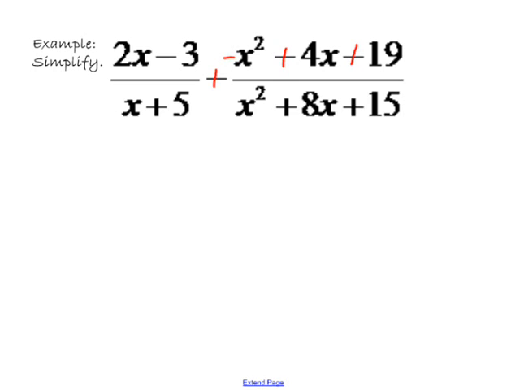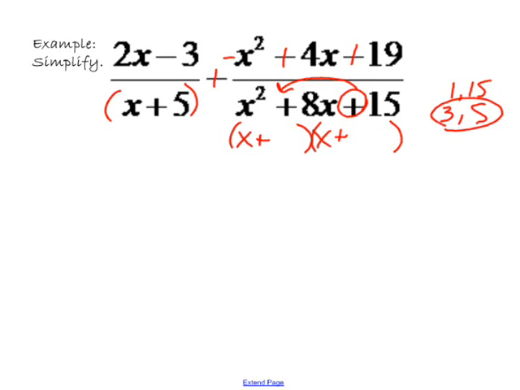Now I need to factor my denominators. x plus 5 doesn't factor, so it gets a set of parentheses. The second one's a trinomial. To get x squared, we have x and x. Our signs are the same. They're both addition. I'm looking for factors of 15 that have a sum of 8. There we go, x plus 3 and x plus 5.